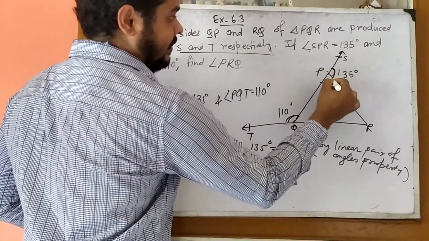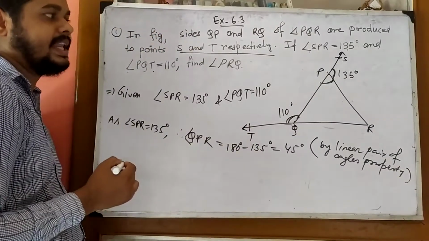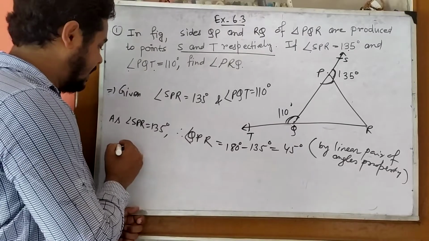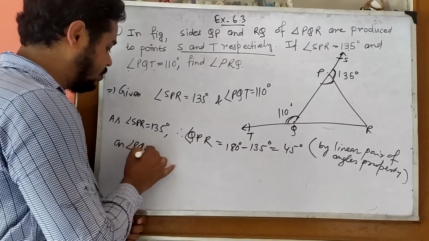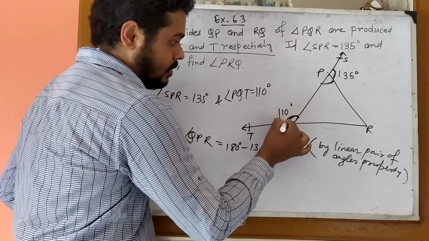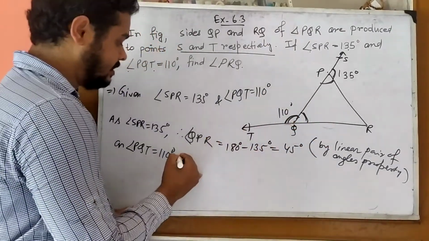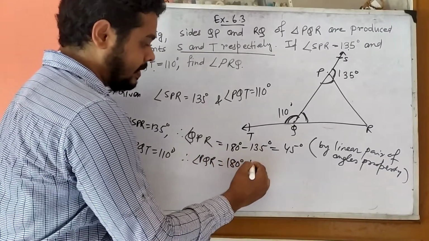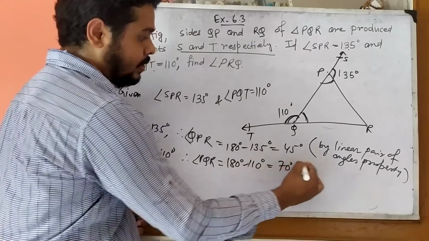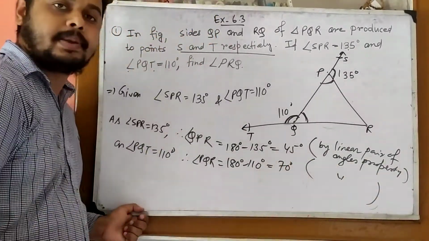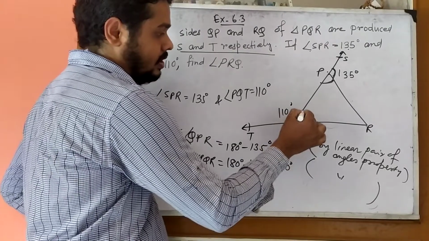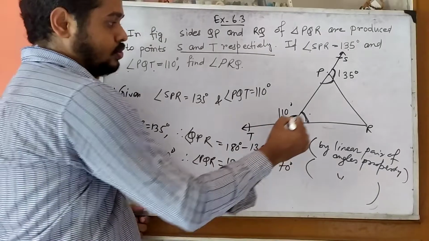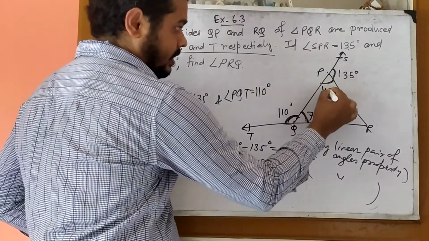Okay, this one is 135, therefore the remaining portion of the linear pair of angles is 180 minus 135. Similarly, as angle PQT is 110 degrees, angle PQR equals 180 minus 110 degrees, that is 70 degrees. By which property? Again by the linear pair of angles property, because this is 110, that one will be the remaining part of 180, that is 70 degrees. So it is our 70 degrees and it is our 45 degrees.